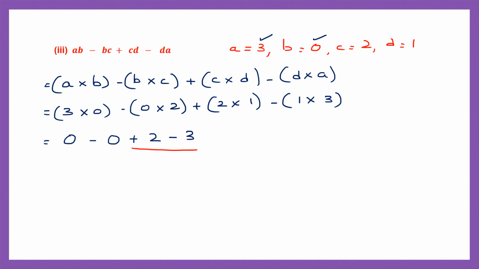We'll ignore the zeros. So here when signs are different, can you see 2 has a plus sign and 3 has a minus sign, so signs are different. So when signs are different, put the sign of the bigger number, that is minus, and subtract. 3 minus 2 is 1. So the answer to this question is minus 1.